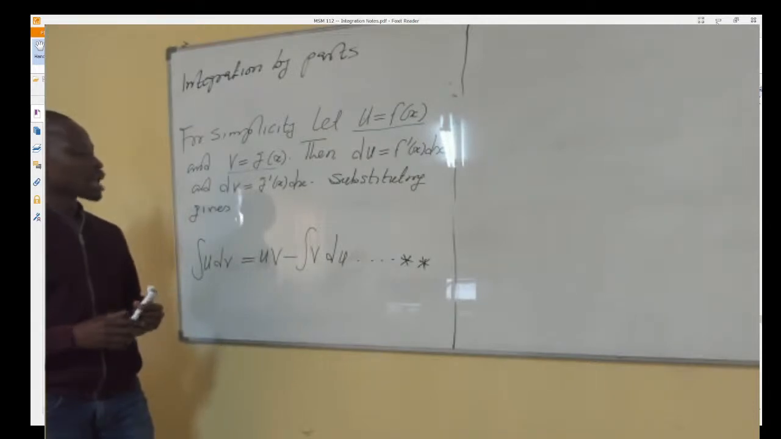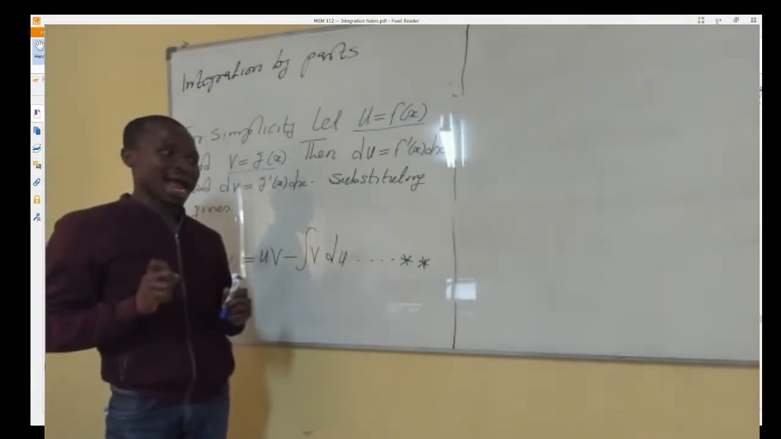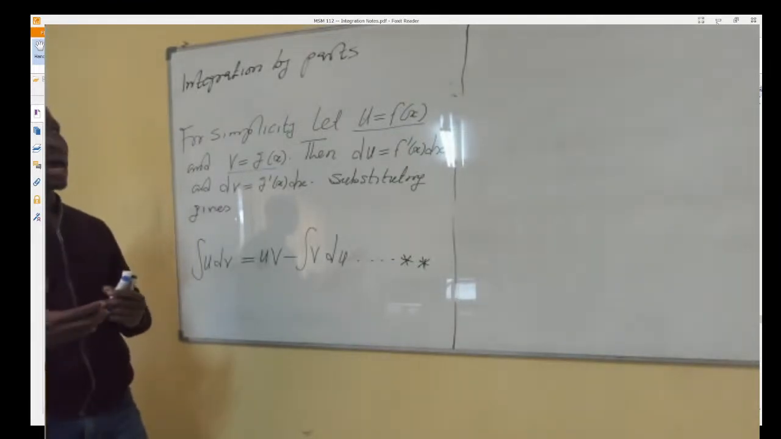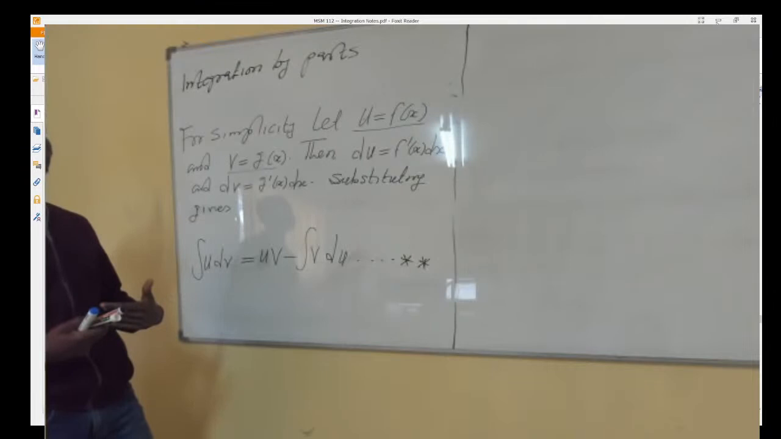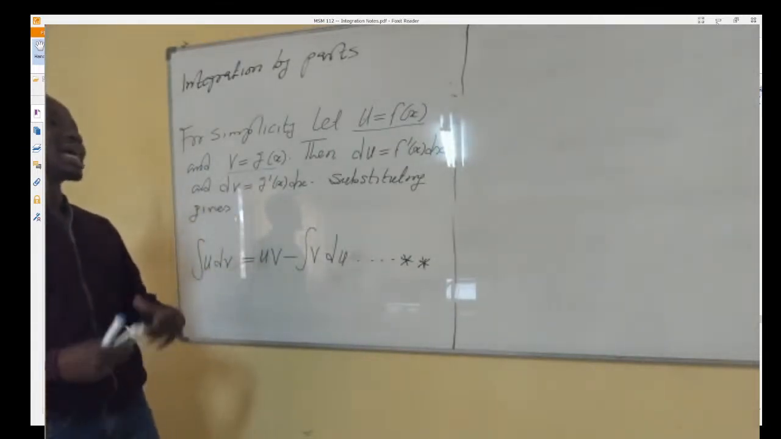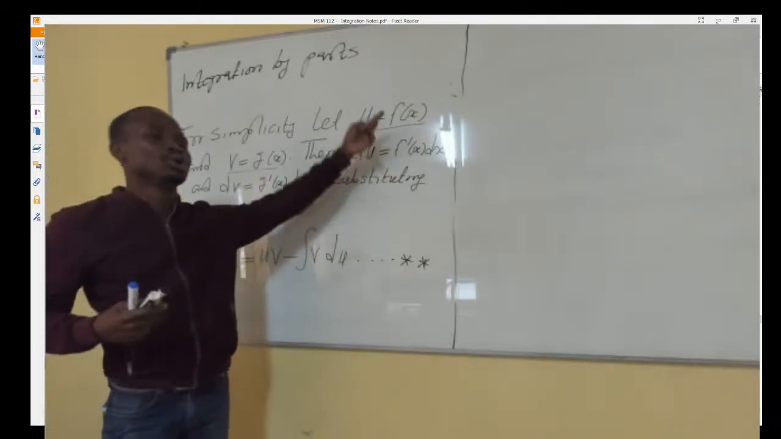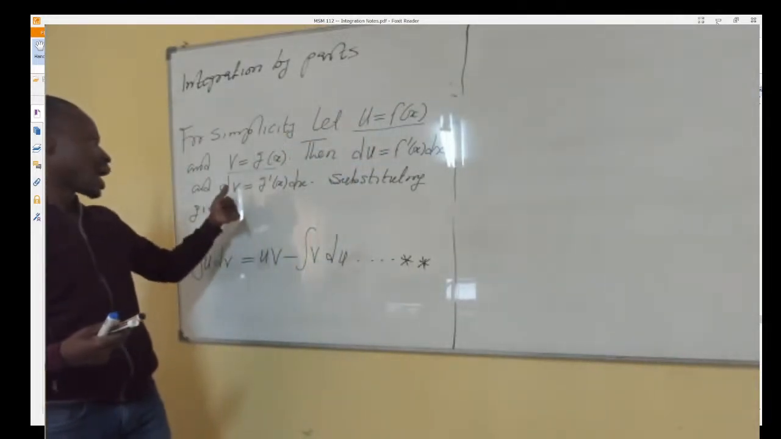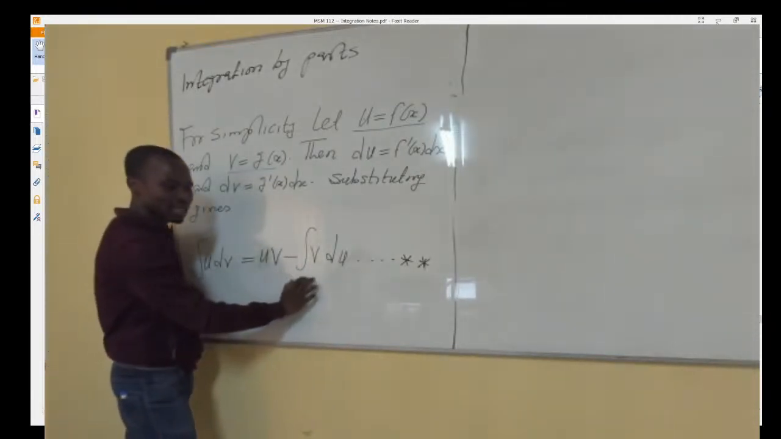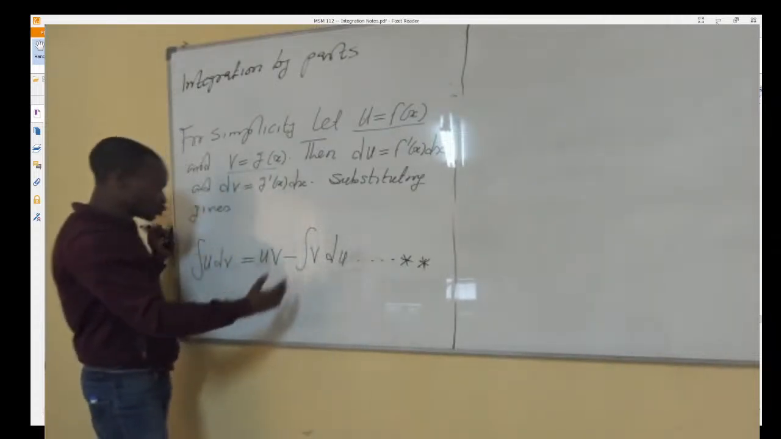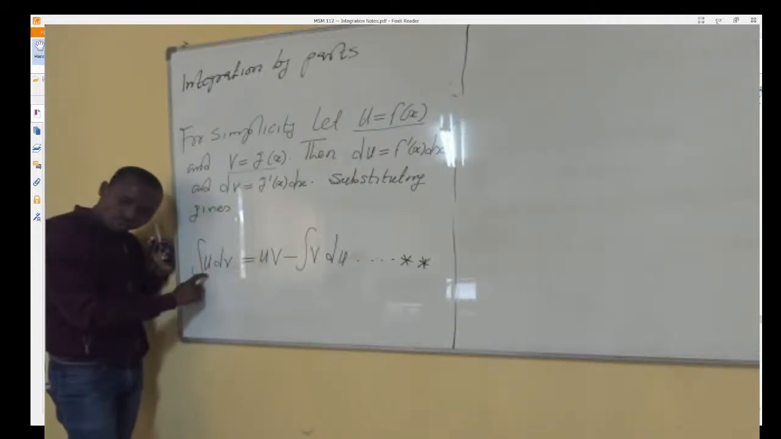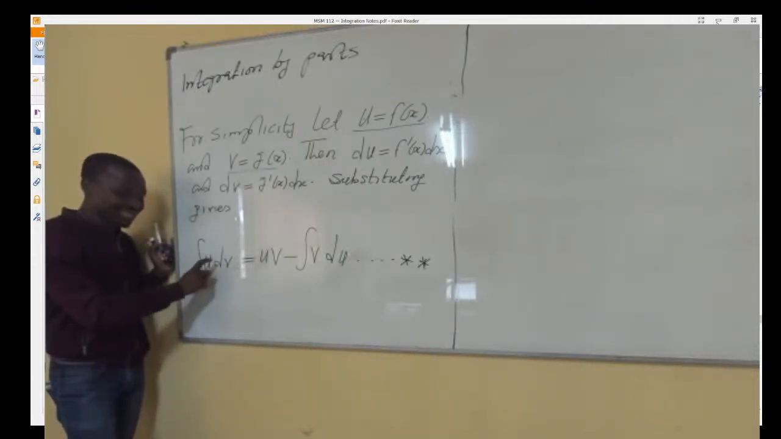Now I'm going to show you an easy way to recognize, when you are given an integral with an integrand, which one should be your u and which one should be your dv. The choice that you make does not depend on the right hand side. The choices that you make will mainly depend on the left hand side. You need to choose your u. When you choose your u, what remains is your dv.